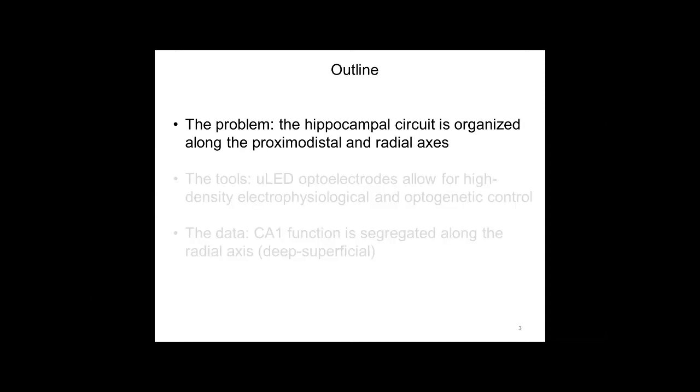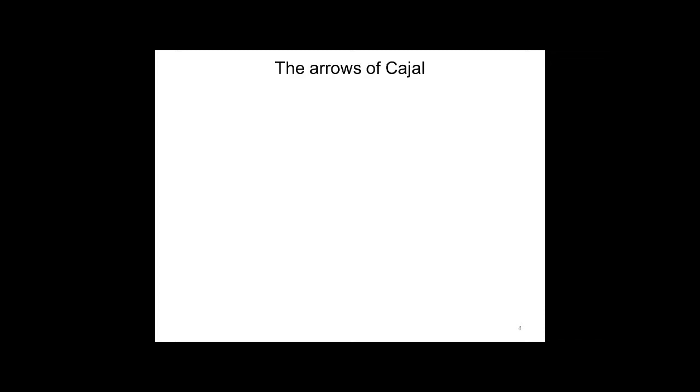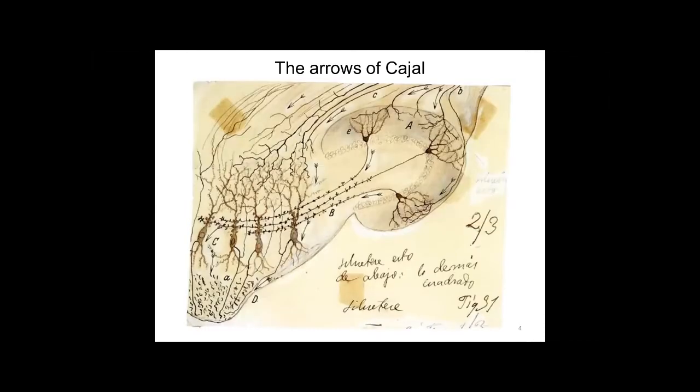But let's start with the problem. The problem is that the hippocampal circuit is organized along the proximo-distal and the radial axis. But what does it mean? This problem, as many others in neuroscience today, was proposed first by the Spanish Nobel Prize winner and the father of the field, Santiago Ramón y Cajal.